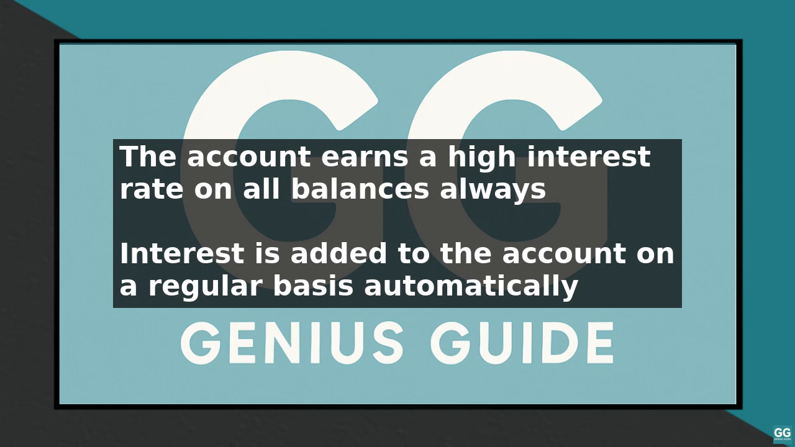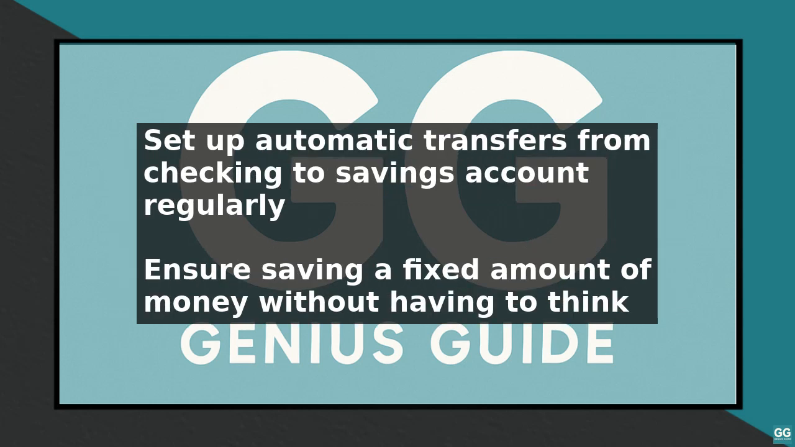To maximize the benefits of the BMO Smart Saver account, it is a good idea to set up automatic transfers from your checking account to your savings account. This way, you can ensure that you are saving a fixed amount of money on a regular basis, without having to think about it. Another best practice is to take advantage of the mobile banking app, which allows you to easily transfer money, check your balance, and monitor your account activity from anywhere.